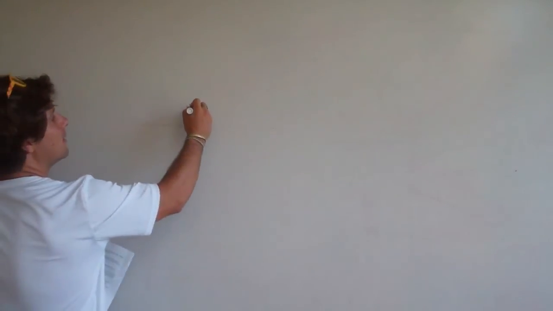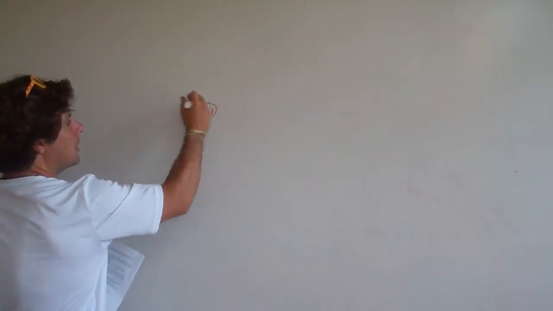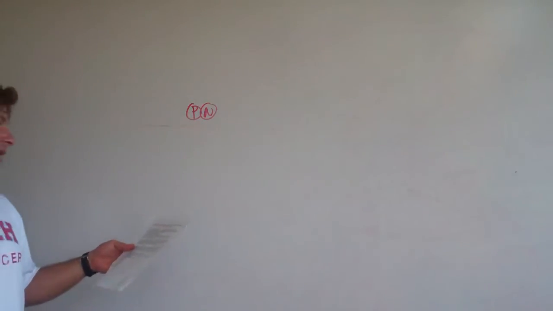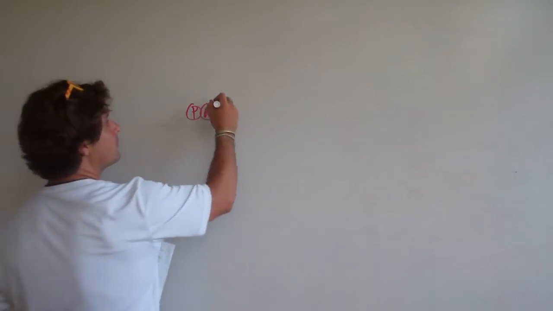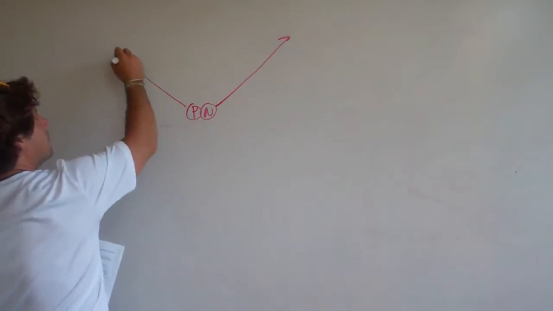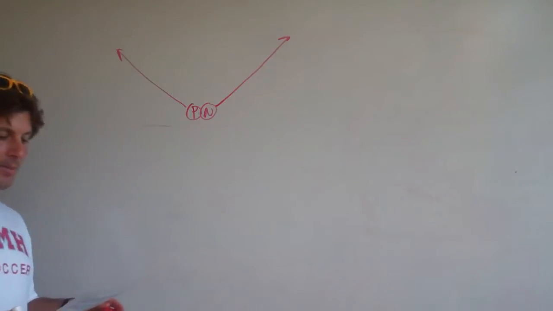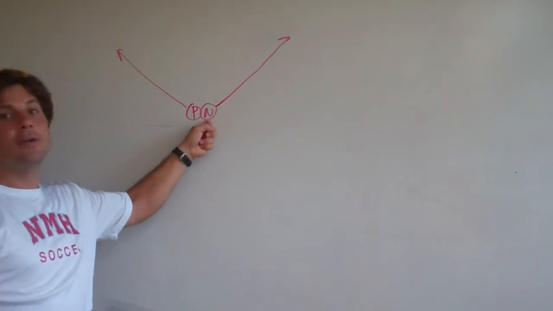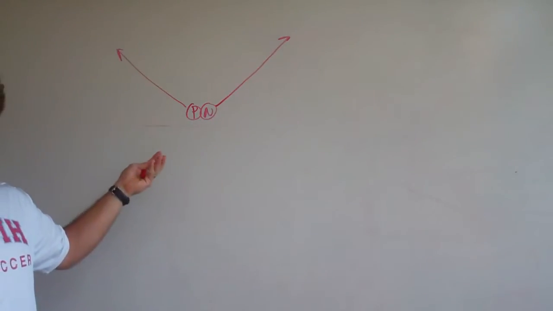Alright, in this problem we've got two people walking, Pierre and Nicole. They start at the same place, and they're going to walk away from each other at some unknown angle. And we know that Nicole runs twice as fast.